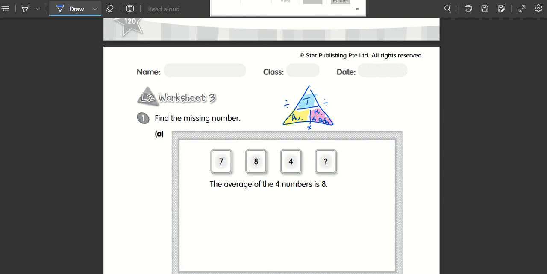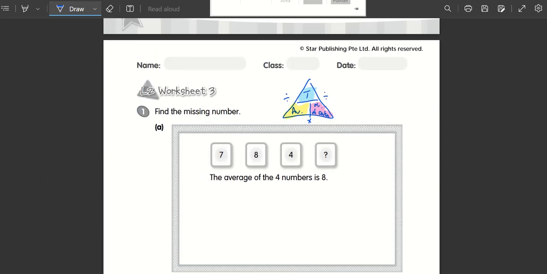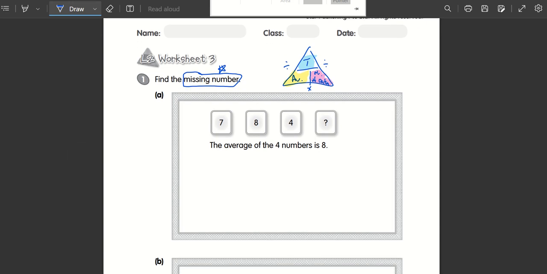So at this page here, page 121, it's a little bit level up, level 2. And this part here is the key. You are finding a missing number. So it's not about the total, the average, or the number of data now, it's about a missing number. For example, in question 1a, we have a set of data of four numbers. There are four cards here, cards 1, 2, 3, 4. You are given the number of data.